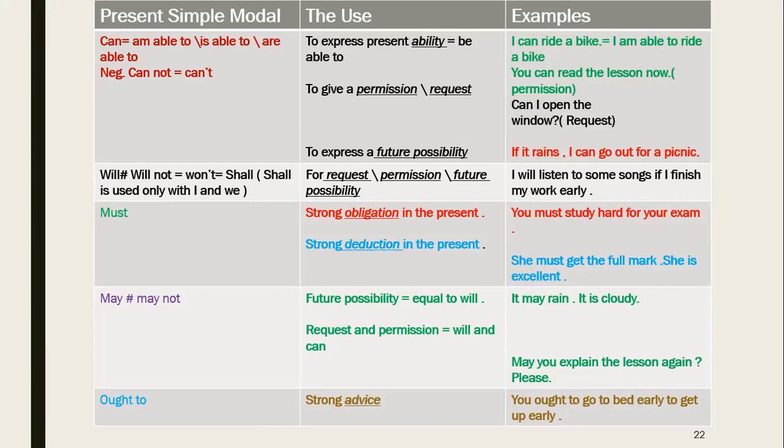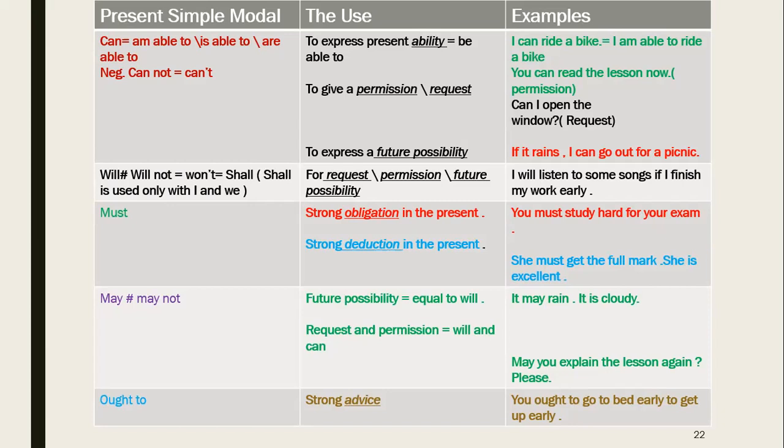And then we have will. Will can be used in the same way exactly as can, but will is not used for deduction. For a future possibility, for a request, for a permission, we use will, but not for deduction. Will in a negative form is will not or won't.